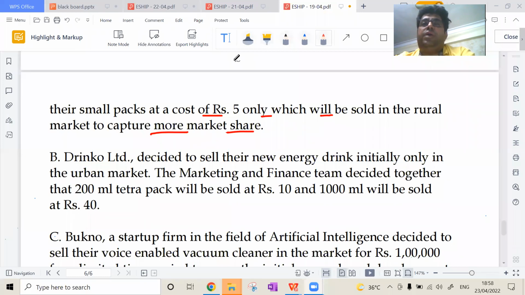Let us see. Okay, I will ask. Now I'm reading it. Drinko Limited decided to sell their new energy drink initially only in urban areas. The marketing and finance teams decided together that a 200 ml Tetra Pack will be sold at ₹10 and 1000 ml will be sold at ₹40. Now tell me. I have nine participants with me. I will be going with Lavina. Okay, Lavina, I have asked you to unmute and just answer.